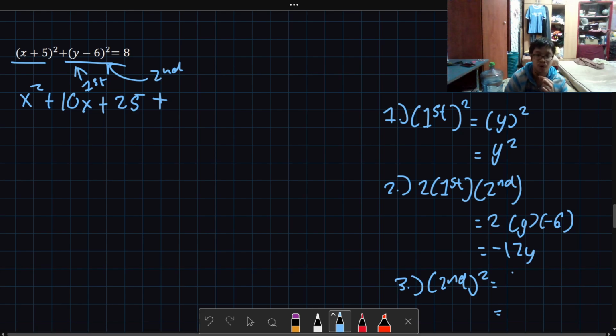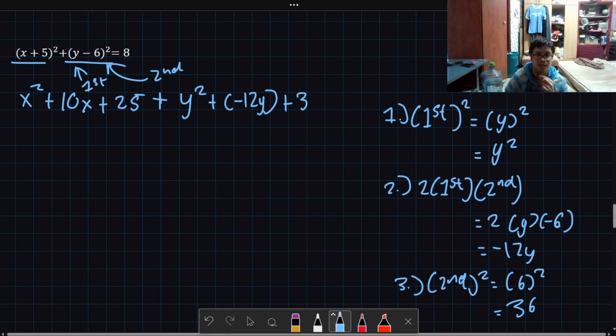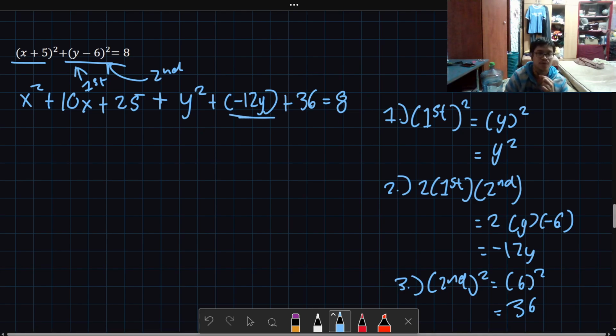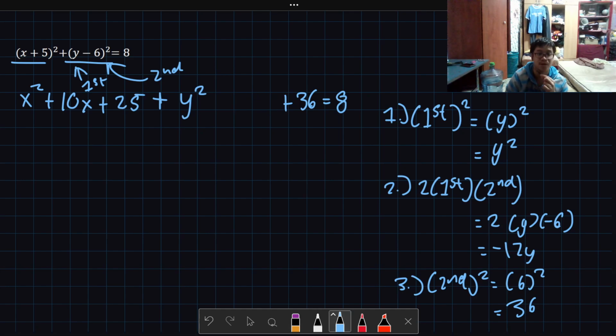Then lastly, square the second term, which is 6. Squaring 6 will give you 36. Then you add them together. So here you will get y squared plus negative 12y plus 36. Now if you observe, of course you're going to add them, but you see, 12y is negative. So if you add a negative term, what happens? This will change into minus 12y.